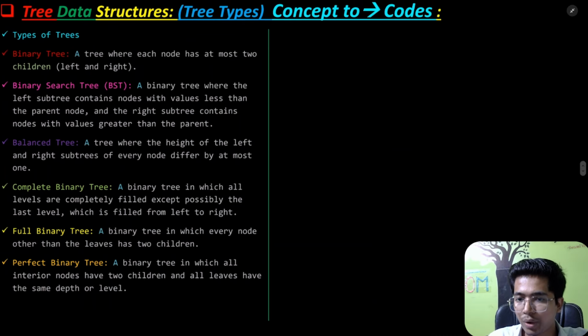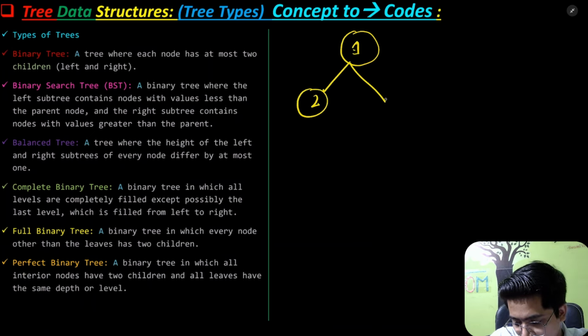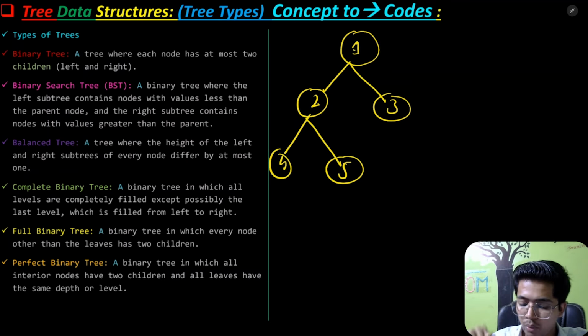First of all, we are talking about trees. So a tree is like this. It has this type of architecture or structure. Let's say this is 1 and this is 2. This is 3. Again, these have nodes 4, 5. Those are child nodes. This is what we call a tree. Now we'll be talking about a lot of various types of trees.